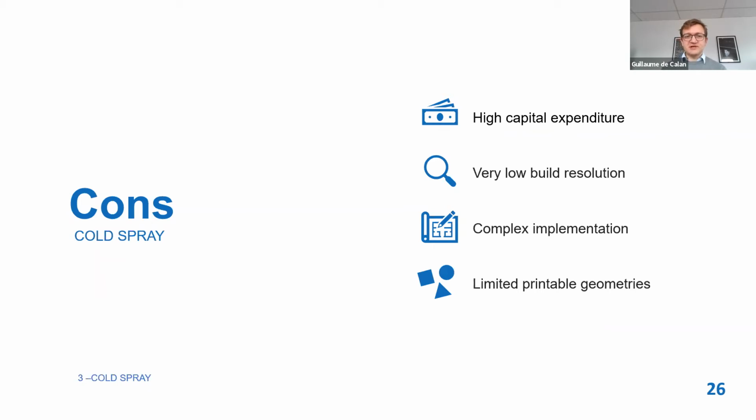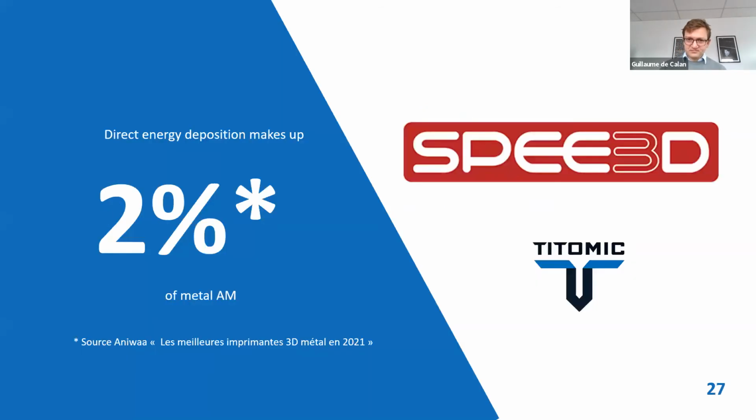Quite often, actually, with cold spray and direct energy deposition, in a lot of cases, the part will be post-machined after printing. That's really very often the case. Here, just two names. There's some other ones, of course, but I would say that's the biggest one, Speed 3D and Titomic.